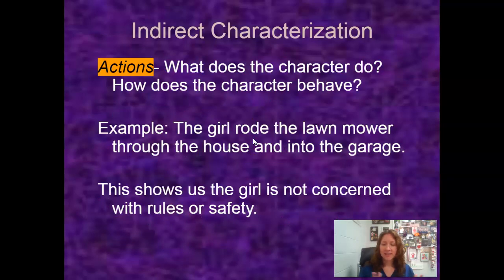Actions. This is one of the easier ones to find. What does the character do? How does the character behave? When we're looking at The Most Dangerous Game, how did Rainsford act on the ship? How did Rainsford act when Zaroff told him what he was doing? How did Rainsford act when he was being hunted? You can also look on the flip side of that and look at Zaroff and all of the different things that he did.